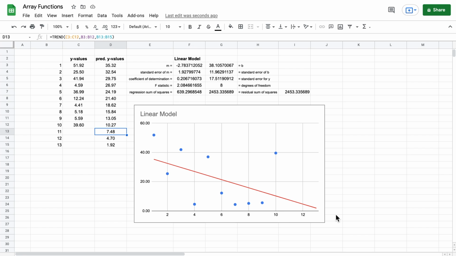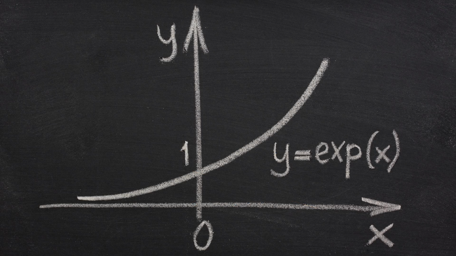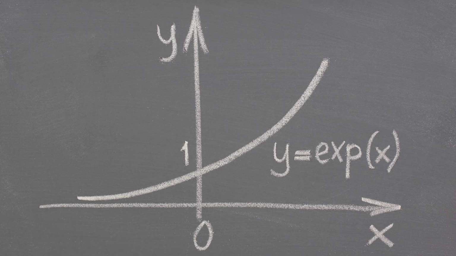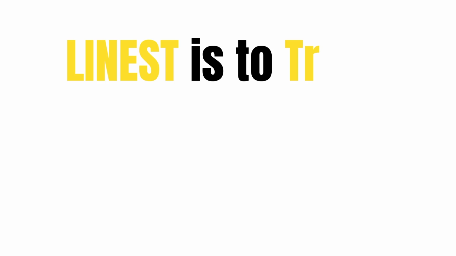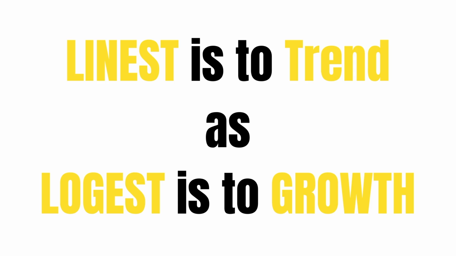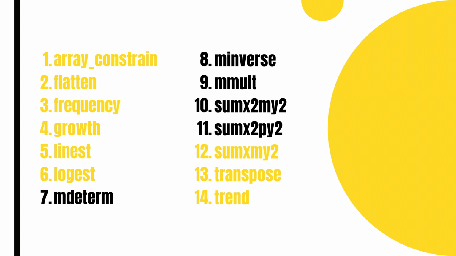And TREND will extrapolate out your line for what your predicted y values will be in months 11, 12, and 13. Now LOGEST and GROWTH act the exact same, except instead of being for linear models, they are for exponential models. I don't want to go super into detail and waste time because they work exactly the same, but just know that LINEST is to TREND as LOGEST is to GROWTH. So yay, we have covered all of the useful array functions.